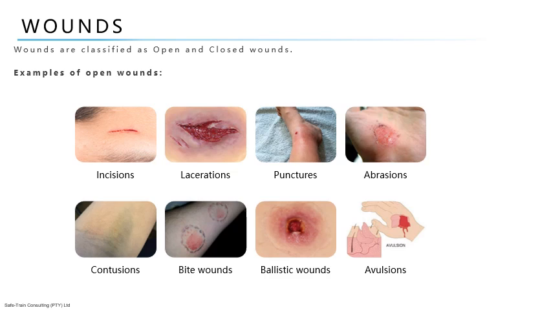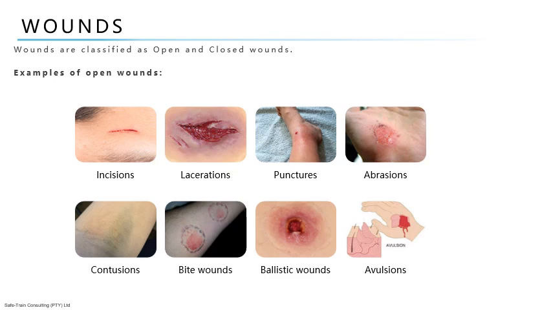Contusion. This wound is normally caused by a blunt object, which bruises the surrounding tissues, and could cause a fracture. Bite wound. This wound is normally caused by animal bites, for example, dog, cat. Try to keep the animal that caused the bite for further tests. Ballistic wounds. A bullet or a projectile caused this wound. Damage is normally caused internally.